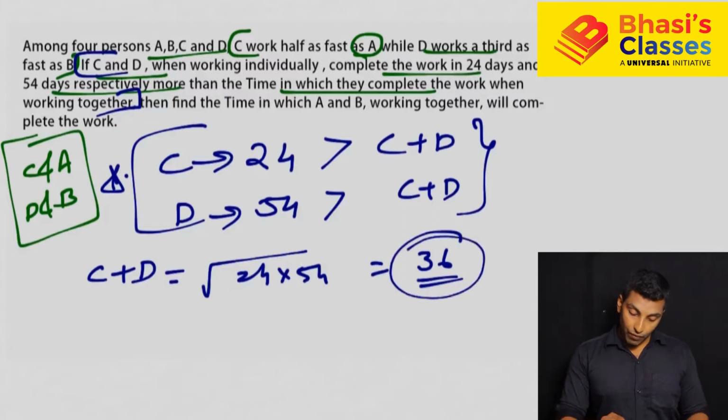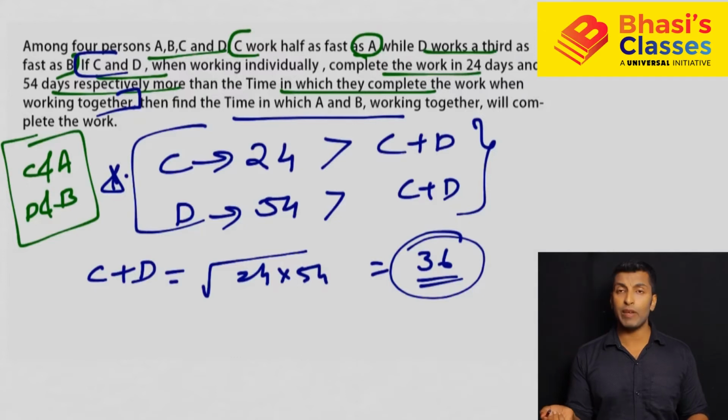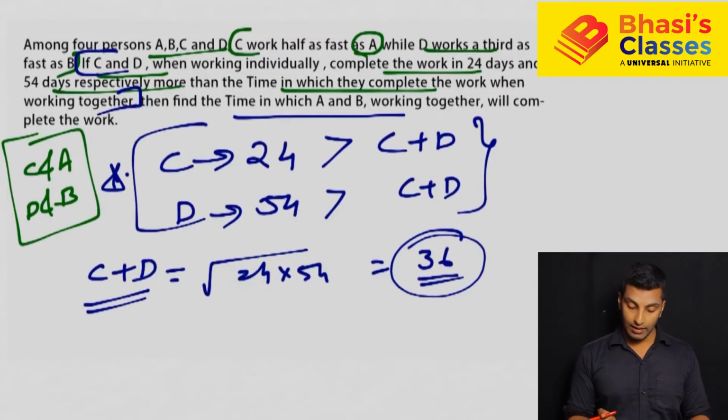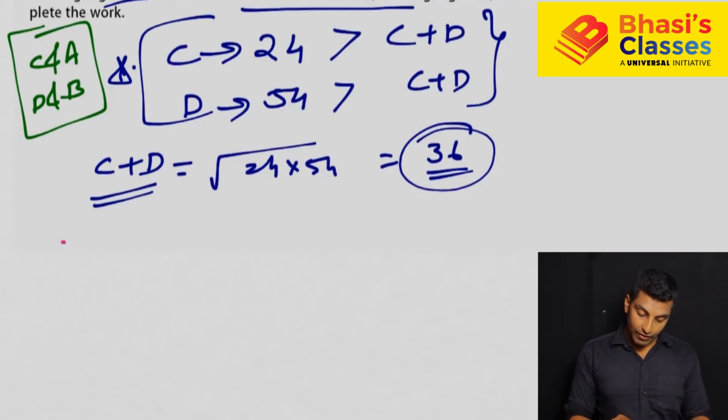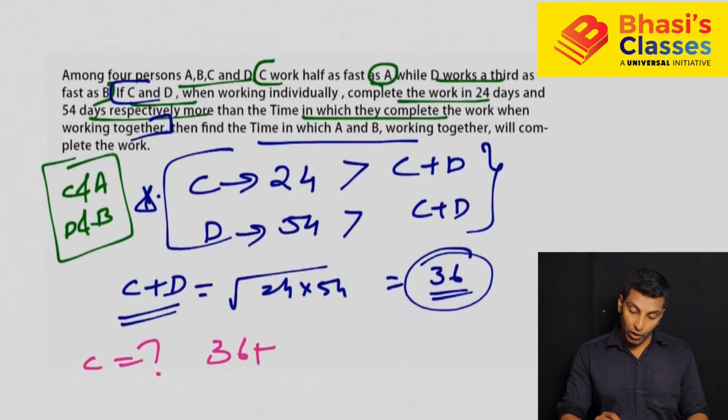Now what is asked? Find the time in which A and B working together will complete the work. So we need to know A takes how many days, B takes how many days. Let's see how you're going to proceed. So what you understood is C plus D will take 36 days. From this, can you find how many days C will take? Yes, obviously.